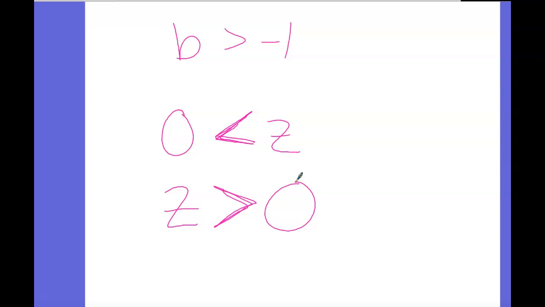Your next task is to graph all of these inequalities and rewrite them so that your variable comes first.